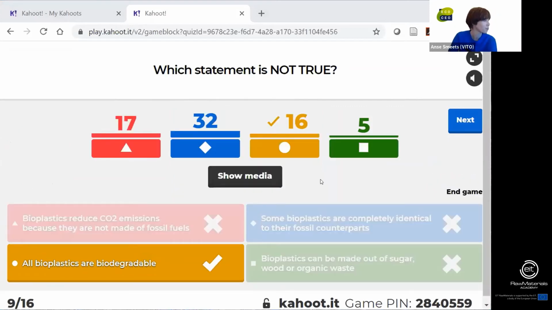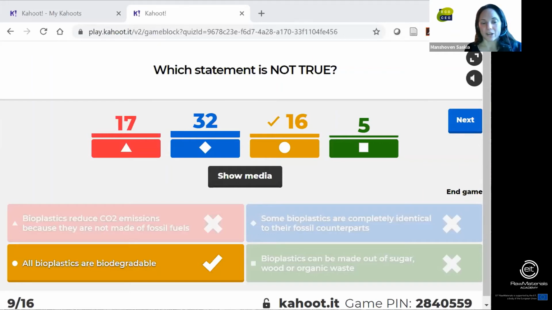Okay, we see here that most people think it is the second option, but actually the correct answer is that not all bioplastics are biodegradable. Of course, bioplastics are very valuable materials. Some bioplastics are actually completely identical to their fossil counterparts, which means that they can easily replace these fossil plastics in applications. But instead of from fossil fuels, these bioplastics are made from biomaterials such as sugarcane, wood, or even organic waste. In this way, they help to reduce the use of fossil fuels and they contribute to the reduction of greenhouse gas emissions. So they help to combat climate change.